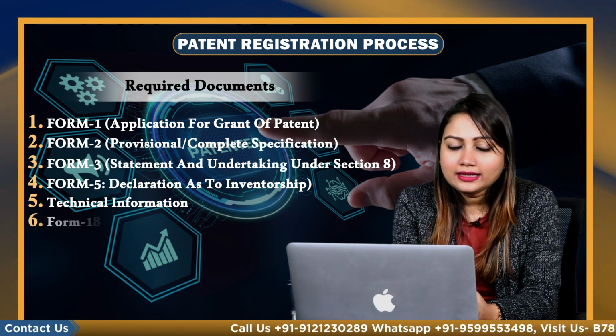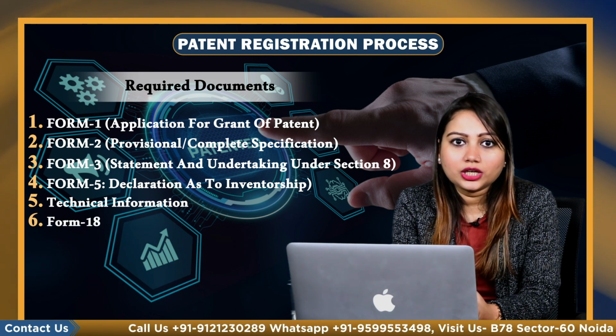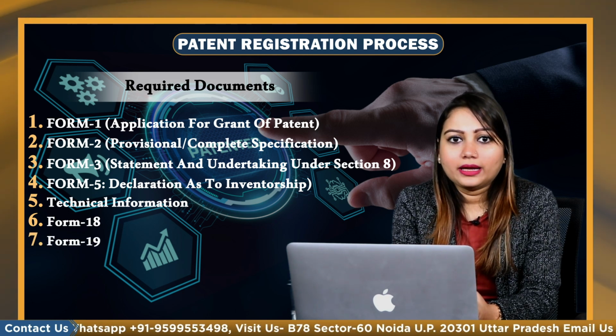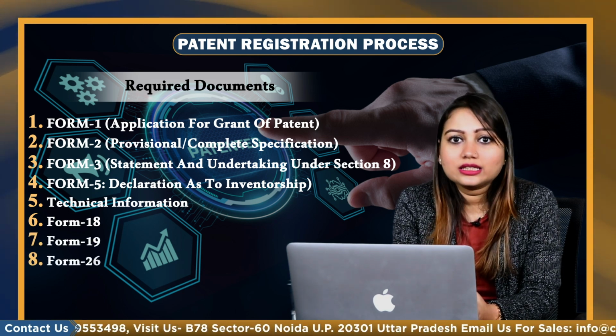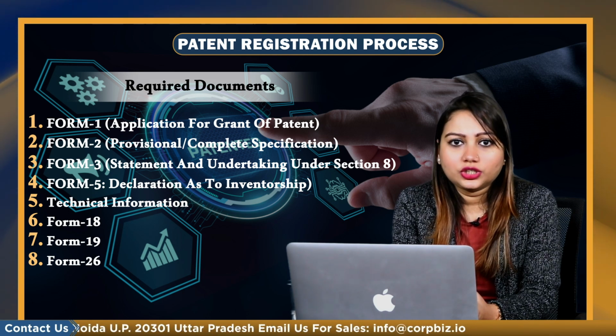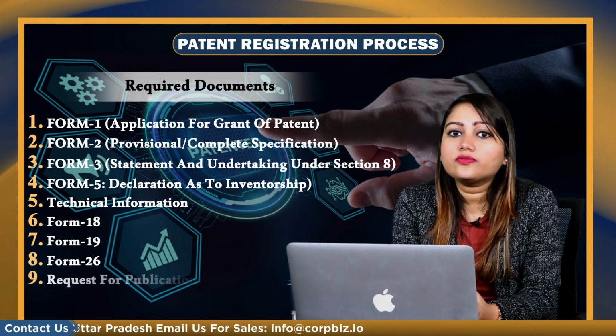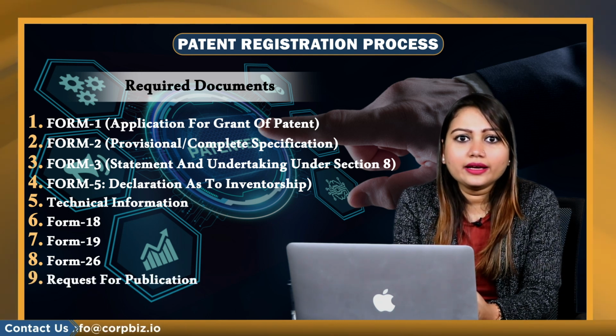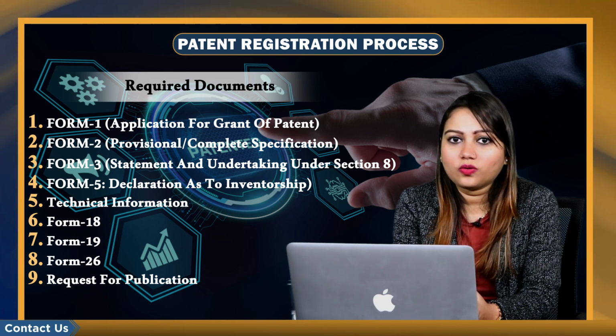For Form 18, which is the request for examination. For Form 19, which is the request for early publication. Form 26, disclosure of power of authority if assigned to the patent agent. Then for request for publication, this is optional and is provided in Form 9 if the express publication is required.